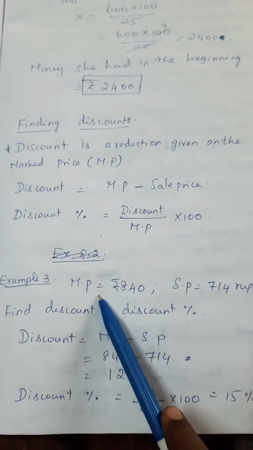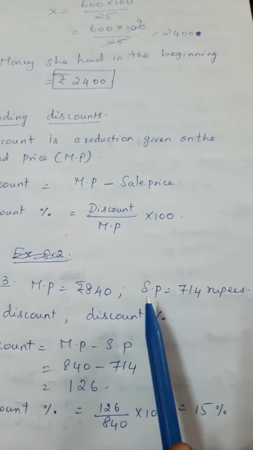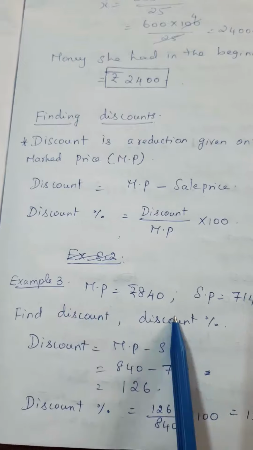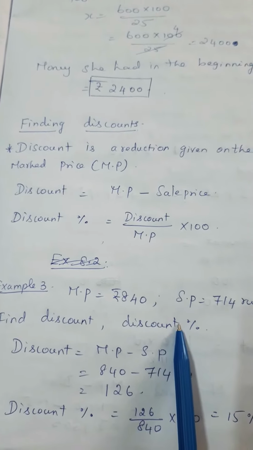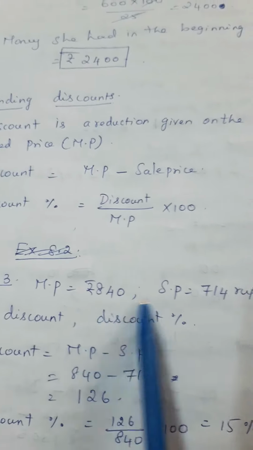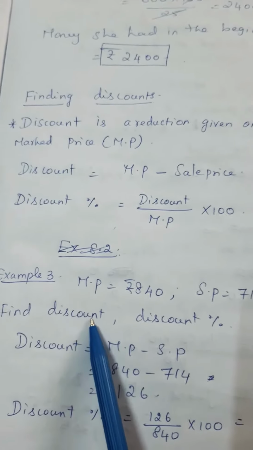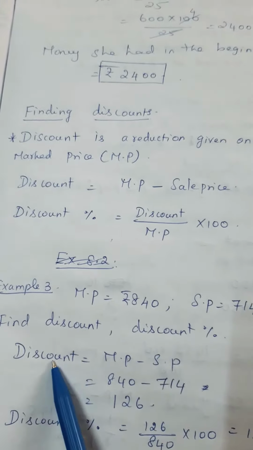Marked price of an article is given as rupees 840. Selling price is given as 714 rupees. Find discount and discount percent. Okay, marked price is given as 840, selling price is given as 714 rupees. Find discount and discount percent. We know that discount equals marked price minus selling price.